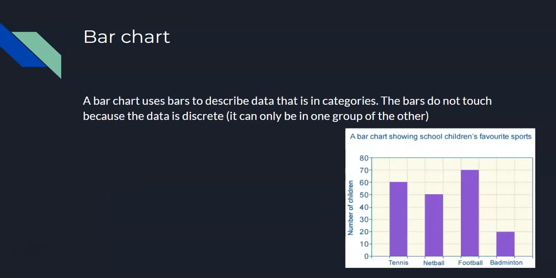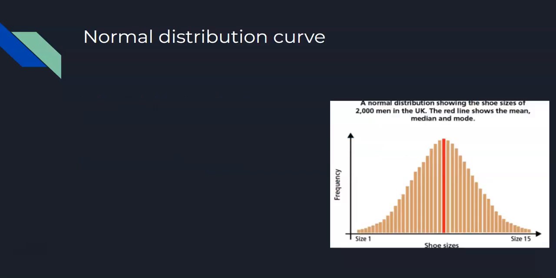Now, bar charts, on the other hand, are used to describe data that's in categories. These bars don't touch because the data is what we call discrete. You're only in one group or another. So here we've got tennis, netball, football, badminton. Everyone would be in one of those different sports. You wouldn't be in all of them. Bar charts are used when data is in categories.